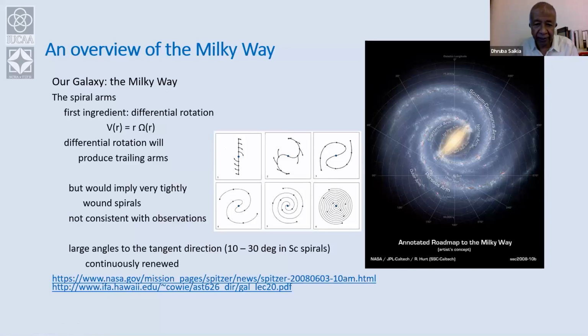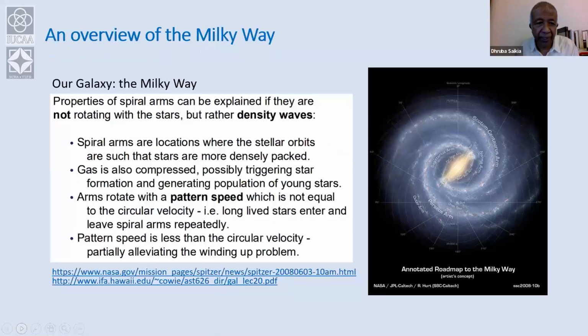That's the naive thing, but it is not a correct explanation, because if you let that be, given how old the galaxy is, it would be really tightly wound up. That is not consistent with observations. Some of the loosely wound arms are about 10 to 30 degrees, versus this, which would give you a degree or two. So rotation by itself is not the right explanation. What is believed is that these are density waves, which are created due to the potential in which the stars are moving.